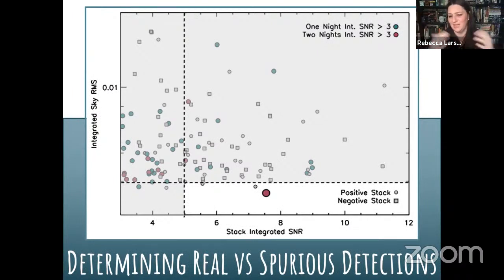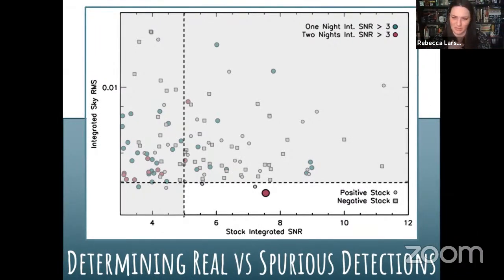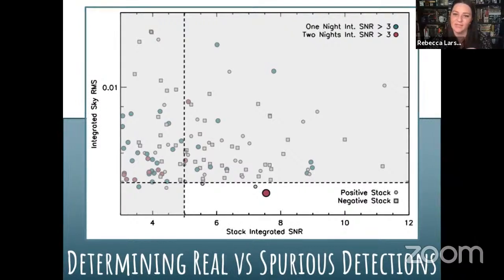So anything above that is not distinguishable from a contaminated or spurious detection. Anything that falls in the bottom right part of the plot is what we would consider a real detection, something we want to take a look at. I'm also coloring them based on the stack. We stacked all of our nights together, and we have at least a 5 sigma detection in the stack of our data.